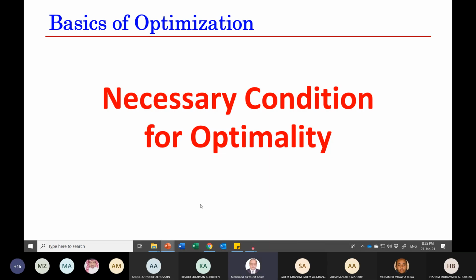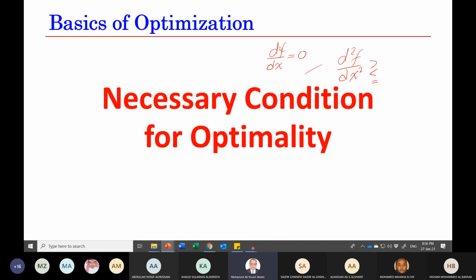What is the necessary condition for an optimal solution? What is the necessary condition? This is the necessary condition. And the sufficient condition for optimal, maximum, minimum, and so on, is d square f by dx square, whether it's greater than 0, less than 0, or equal to 0. So these are the necessary and sufficient conditions.